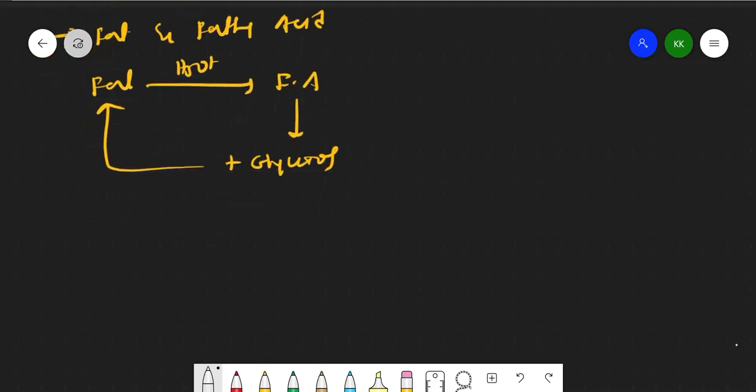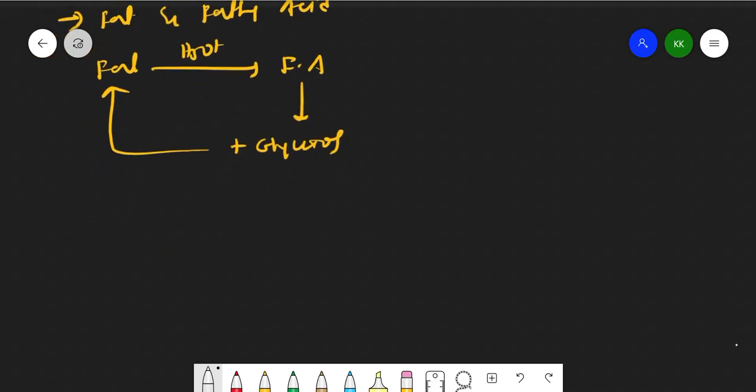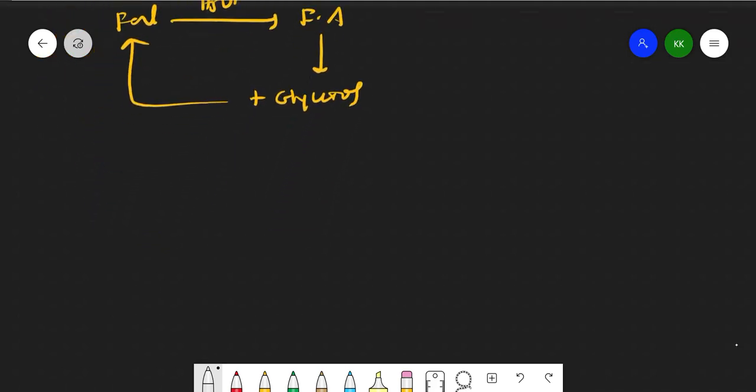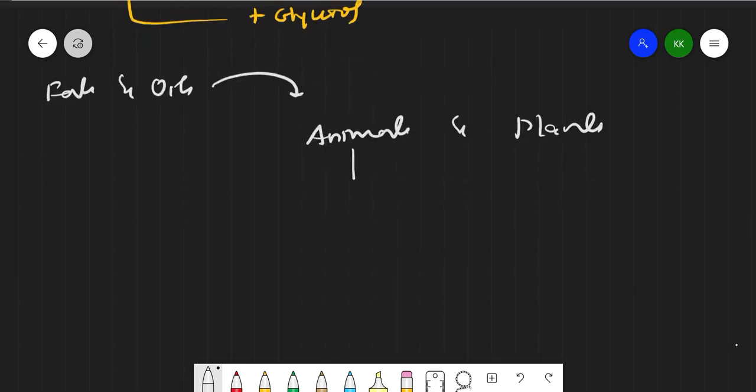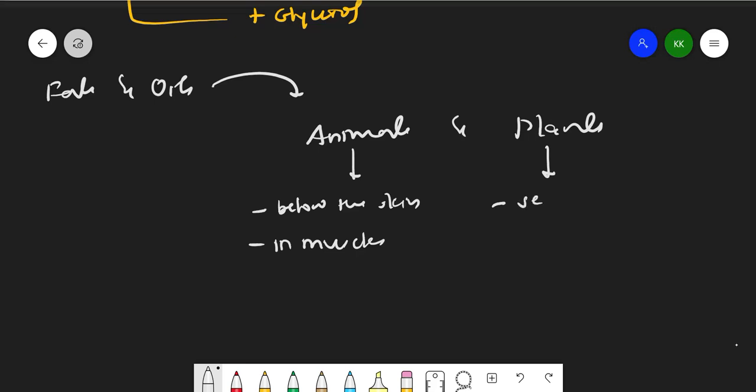So once we know that, let us see how we extract these oils and fats from animals, right? I have told you these fats as well as oils are present in animals and plants. In animals, these are present below the skin, and also in muscles, right? Whereas in plants, the oil and the fats will be stored in seeds.